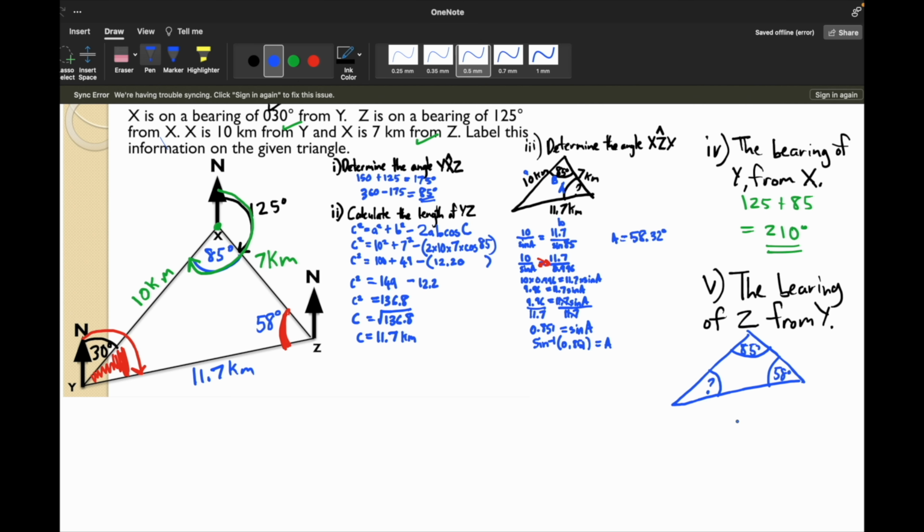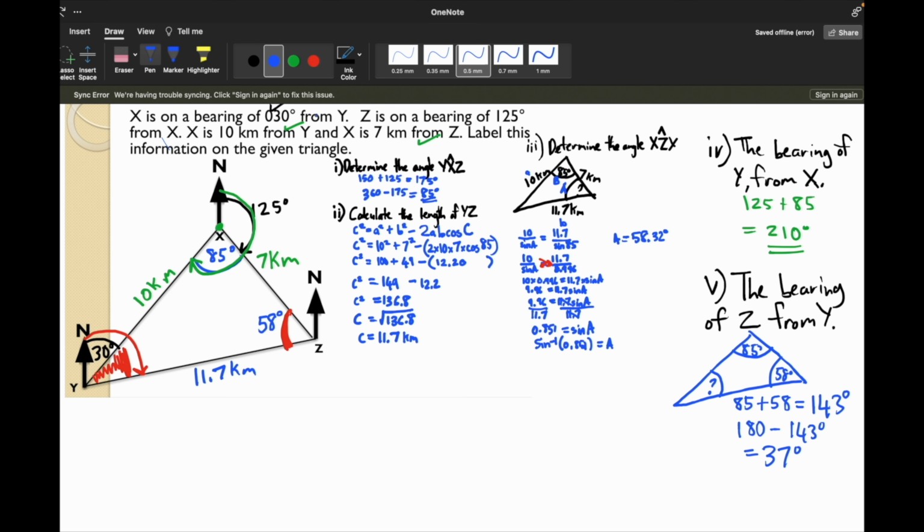Exactly. So we say now, 85 plus 58, which gives us what? 143 degrees. So now 180 take away 143 is 37. So 37 degrees. So inside here, this little red spot in here is 37.